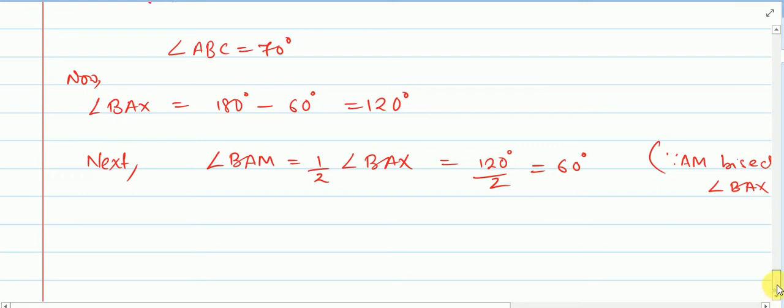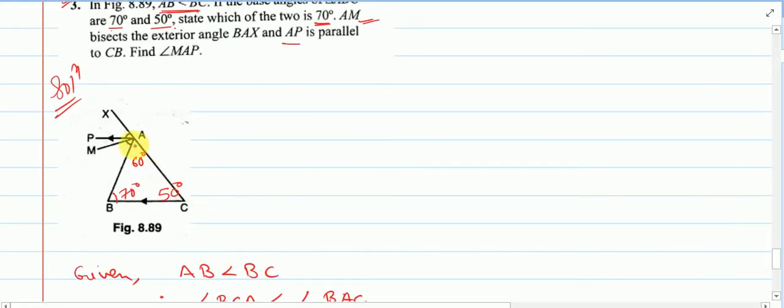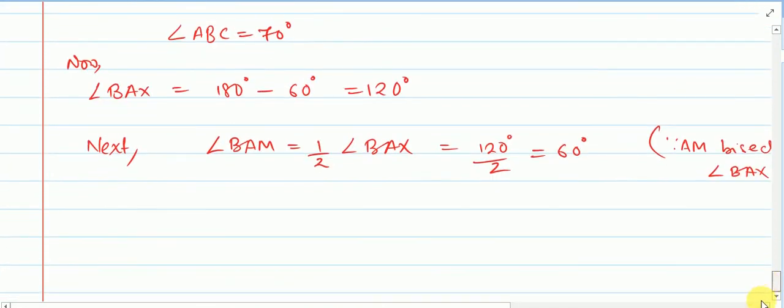So you know that this is 60 degree. Now we are supposed to find this small angle that you can see over here, MAP. But since AP is parallel to BC, this whole angle has to be 70. So you can easily find this angle. This will be 10 degree. So let me write.